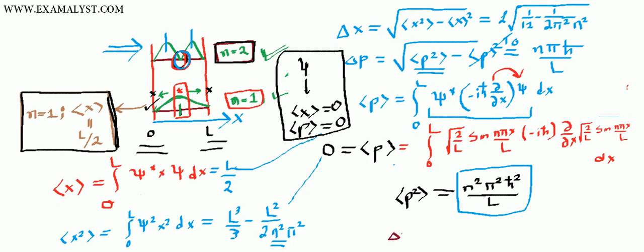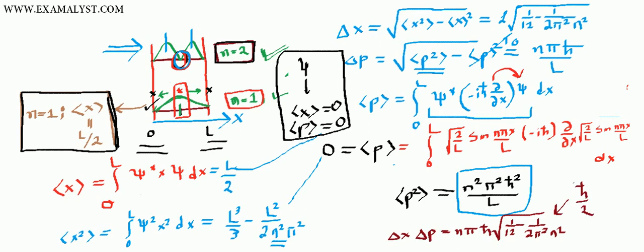Now you see that if you multiply the uncertainty in position with the uncertainty in momentum, what is the product? It is n pi h cross into root over of 1 by 12 minus 1 by 2 pi square n square. And indeed the uncertainty product is greater than h cross by 2. So this product is always greater than h cross by 2.